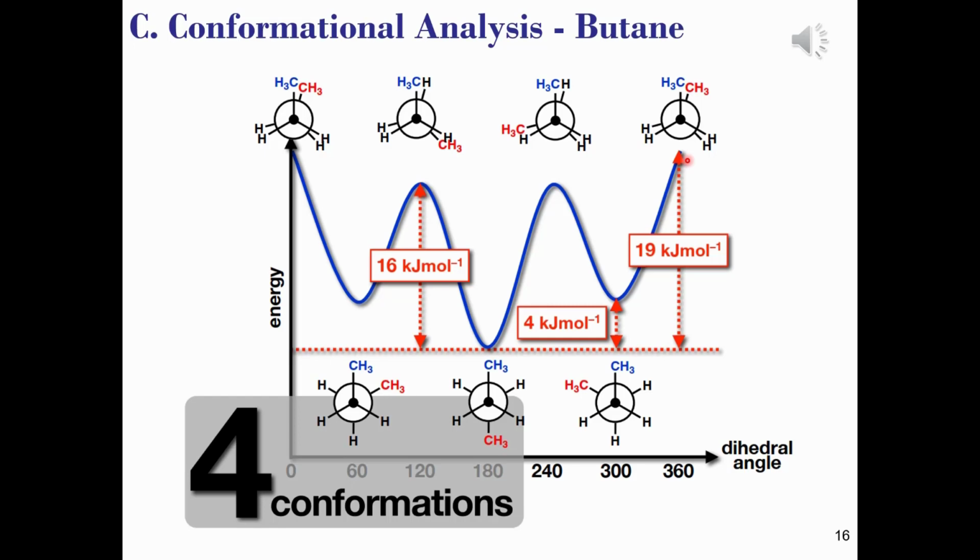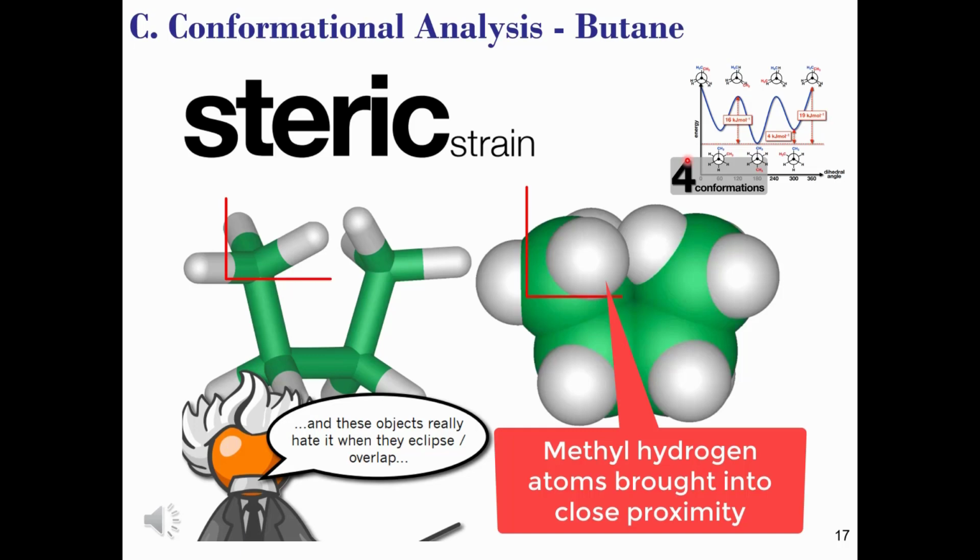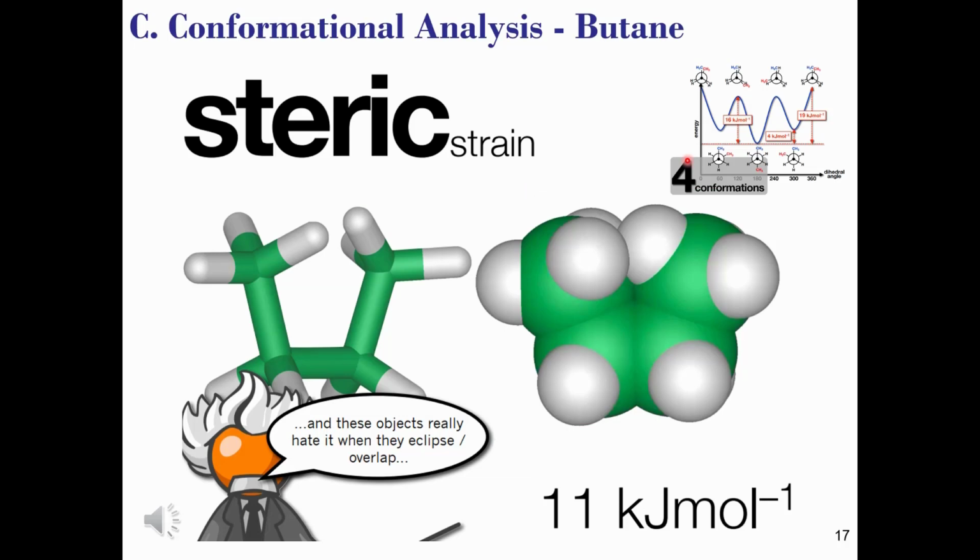One thing you should note from this diagram is that all of the eclipsed conformations are at a much higher energy than any of the staggered conformations. For an eclipsed conformation, we see an additional type of strain. This is called steric strain, and the main differences between this type of strain and torsional strain are as follows. So steric strain is the repulsion between 2 atoms or group of atoms when the distance between them is decreased.